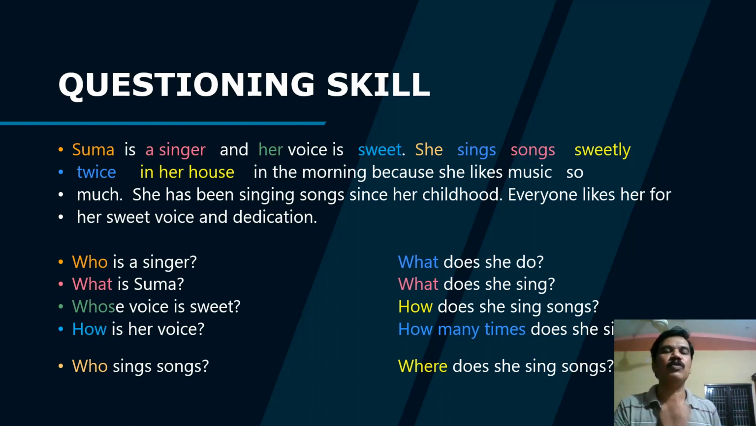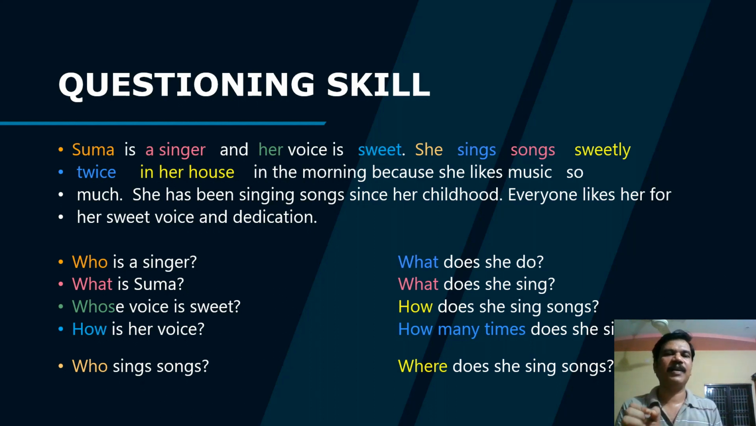Let's begin. For example, Suma. Suma is a person. In part 1, I have taught you what word we can use to replace names or nouns, personal pronouns. Who? Yes, you're right. So, who is a singer? When you want to ask a question about the name of a person, you should use who. Persons always who. So, who is a singer?